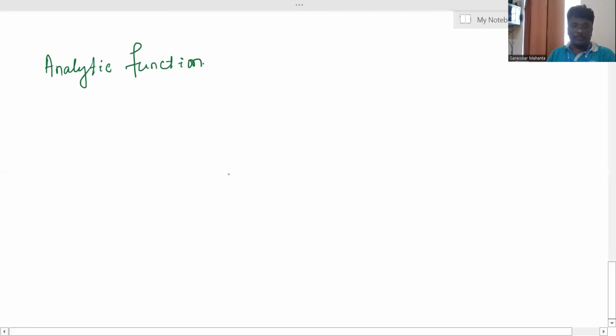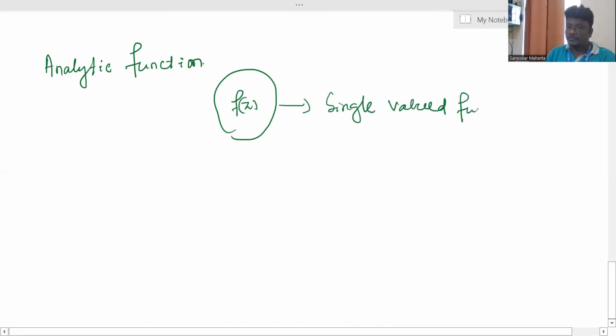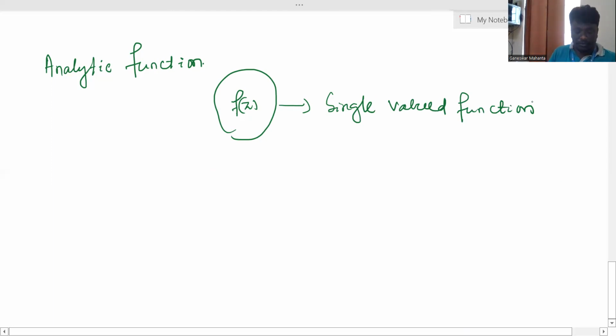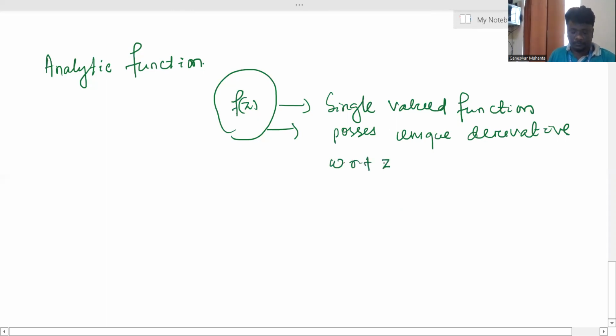A function f of z which is a single valued function, and possesses a unique derivative with respect to z at all points of the region R.